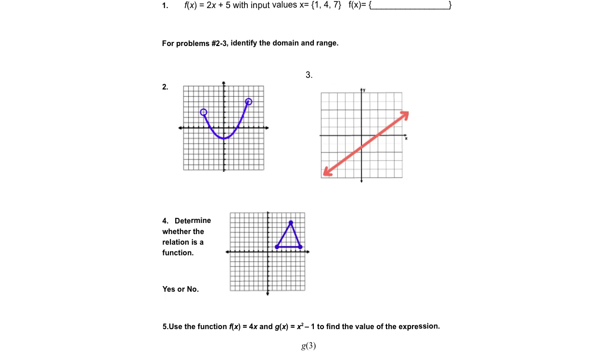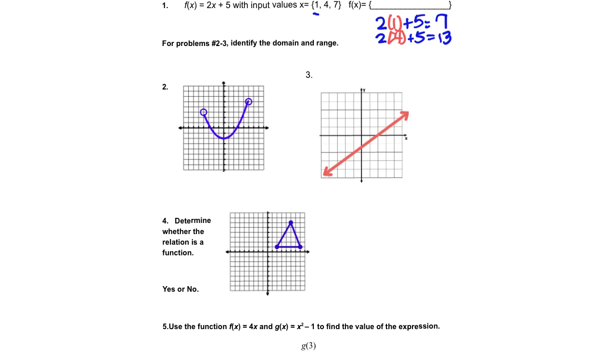So I'm going to take first the number 1, and I'm going to take the function 2, and then I'm going to input the number 1 into my function, and I am going to calculate my output, which is 2 times 1 plus 5, that is going to equal 7. Next, I'm going to take the same function 2 times. Now my input value is 4. So 2 times 4 is 8, plus 5 is going to equal 13.